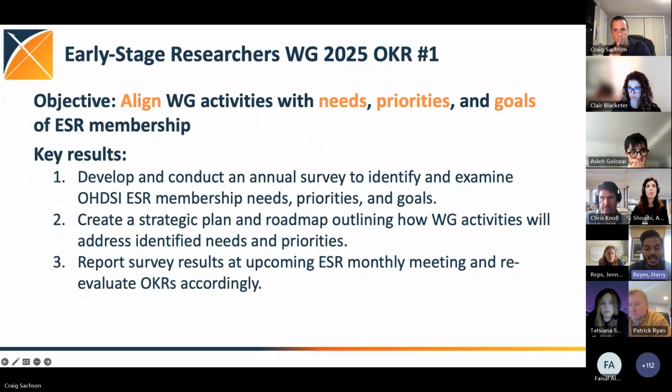So we've identified several OKRs for this year, the first of which is to identify and align our activities with the needs, priorities, and goals of OHDSI early stage researchers. And to do this, we'll start by creating and conducting an annual survey. Then in consultation with our members, we'll use survey findings to develop a strategic plan and roadmap and evaluate our OKRs accordingly.